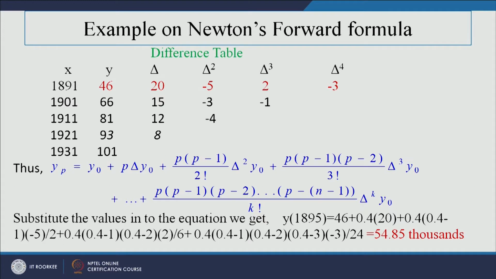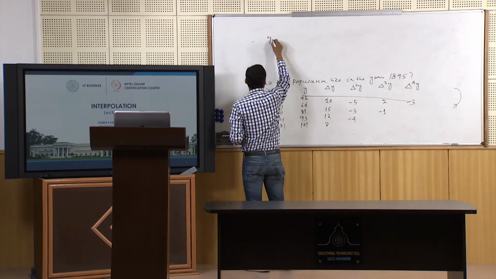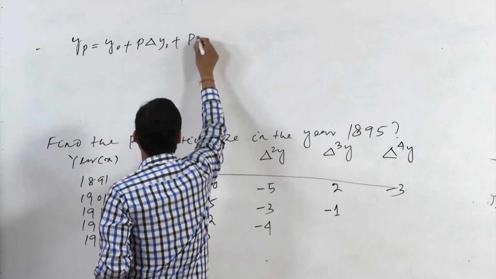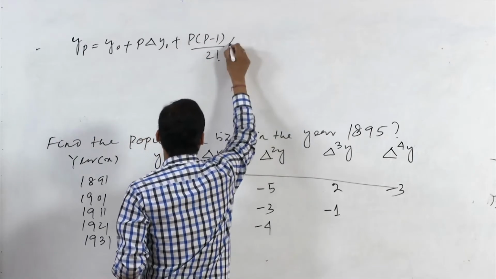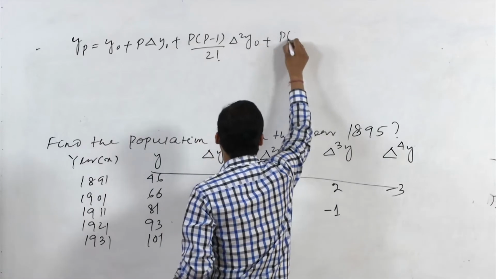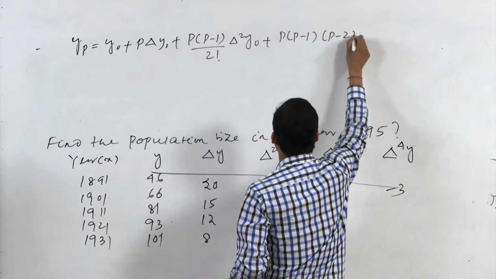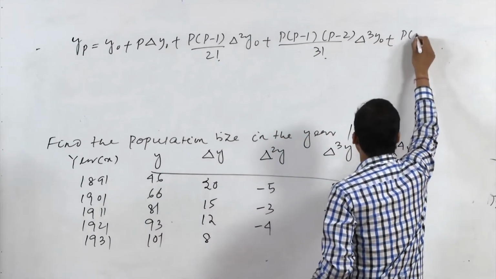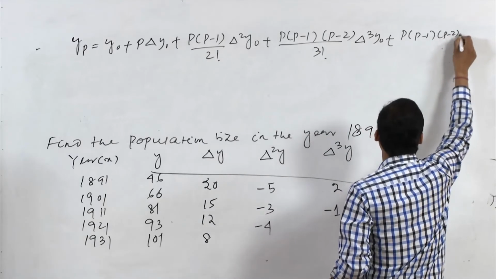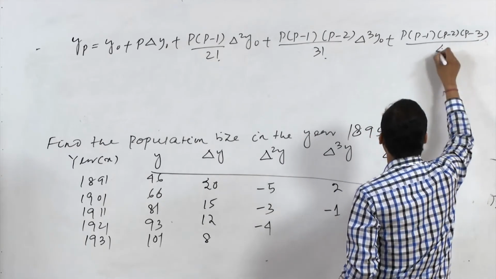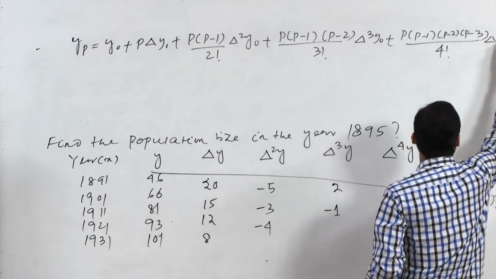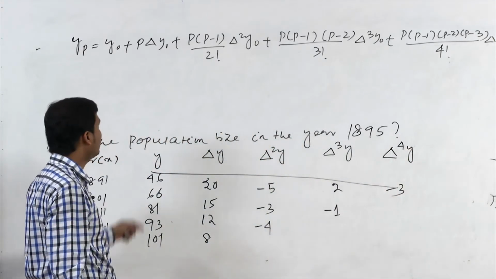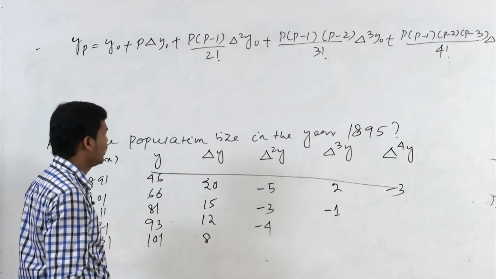If we write the formula, y_p can be written as y0 plus p delta y0, plus p(p minus 1) by factorial 2 del square y0, plus p(p minus 1)(p minus 2) by factorial 3 del cube y0, plus p(p minus 1)(p minus 2)(p minus 3) by 4 factorial del fourth y0. Since the tabular values exist up to fourth order difference, we consider this expansion up to the fourth order term.